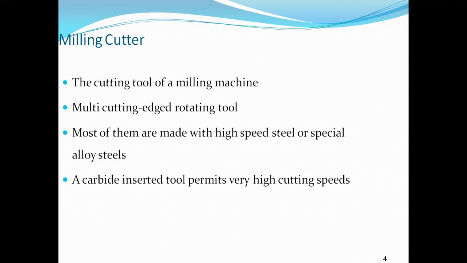The milling cutter is the cutting tool of a milling machine, it has multi-point cutting edges, and it is a rotating tool. Most of them are made of high-speed steel, and a carbide inserted tool permits very high cutting speed. Some of the cutting tools are inserted with carbide tips that can be used for high cutting speeds.